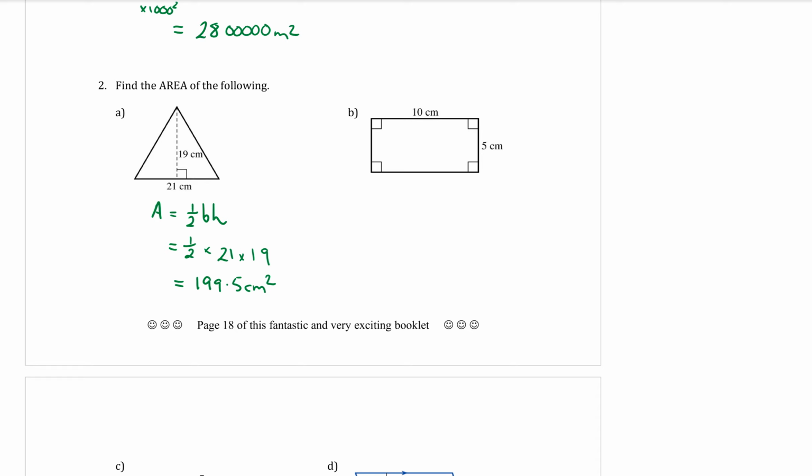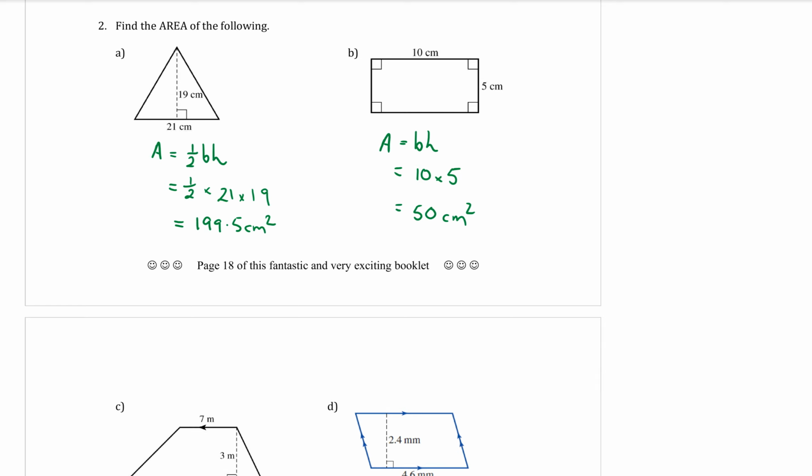A rectangle, the area of a rectangle is A equals BH, the base times the height. So that's going to be 10 times by the height, which is 5. That is 50 centimeters squared. Remember the 3 lines of working out: formula, substitution, answer with units.